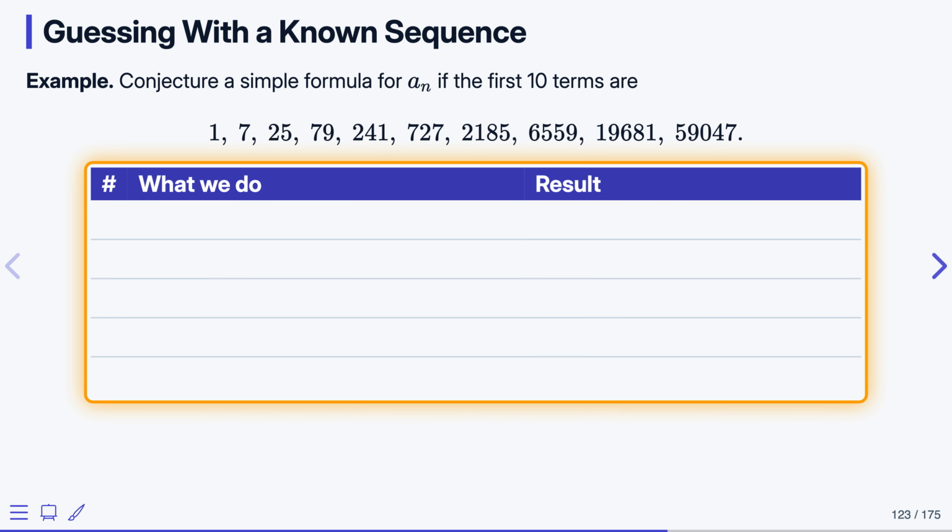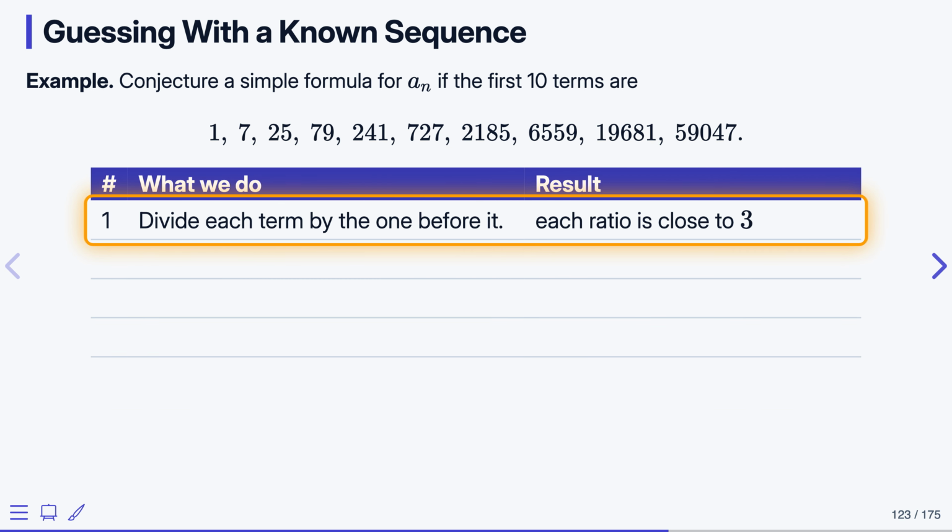Now a harder guess that uses the table of useful sequences. We are given 10 terms: 1, 7, 25, 79, and so on. Step 1. Divide each term by the one before it. 7 over 1 is 7. 25 over 7 is about 3.5. 79 over 25 is a little over 3. The ratios settle down close to 3.